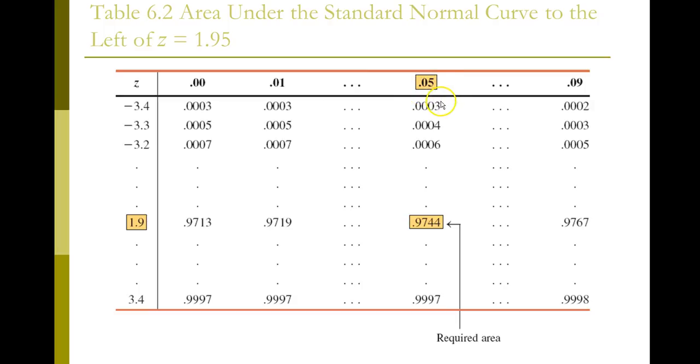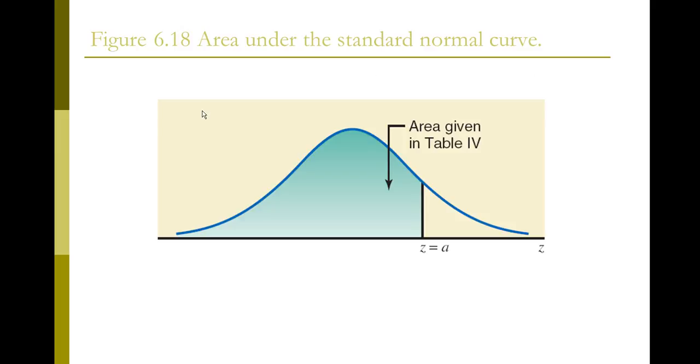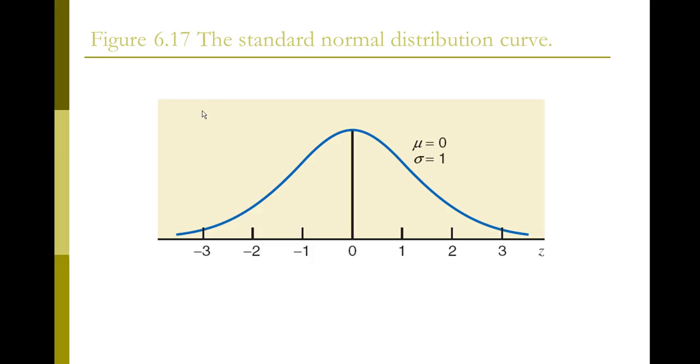0.1, 0.5, and so on. So we can be a little more precise than just negative 3.4. But if we just ask negative 3.40, the amount of area to the left of that is very small. It's only 0.0003.